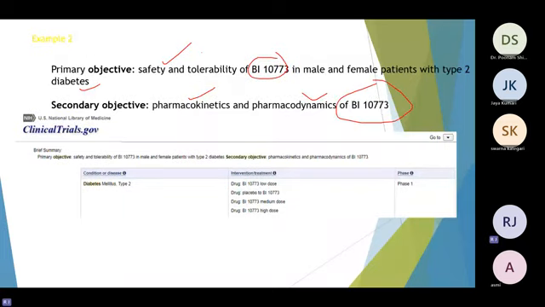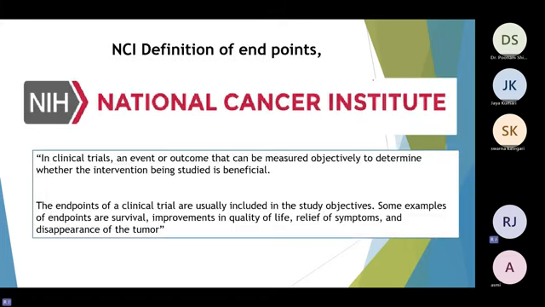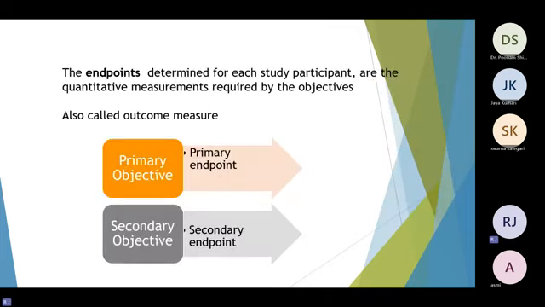Now, how will I come to know whether my primary objective is met or not, or my secondary objective is met or not? To determine this, we test a few things. What are those things? We call them endpoints: primary endpoint and secondary endpoint. For the primary objective, whatever parameter we determine is called the primary endpoint. And for the secondary objective, whatever parameter we determine is called the secondary endpoint.